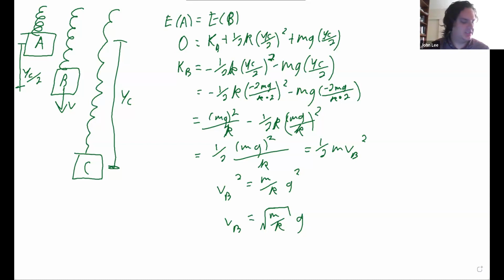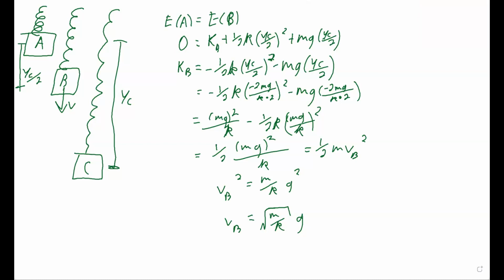Any other questions? In the equation on the screen, K_B equals, I think that's in the parentheses, is that Y_C over 2? Yeah. So it's in the halfway point between point A and point B. Okay, and Y_C represents the height of the total amount that can be stretched. Yeah.